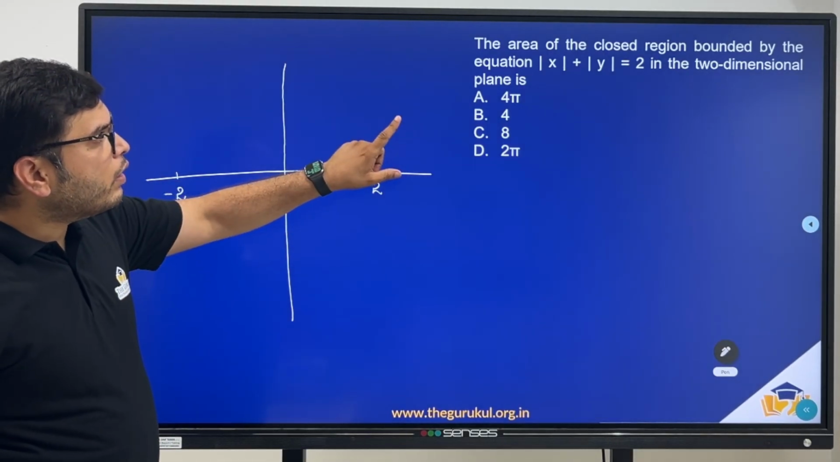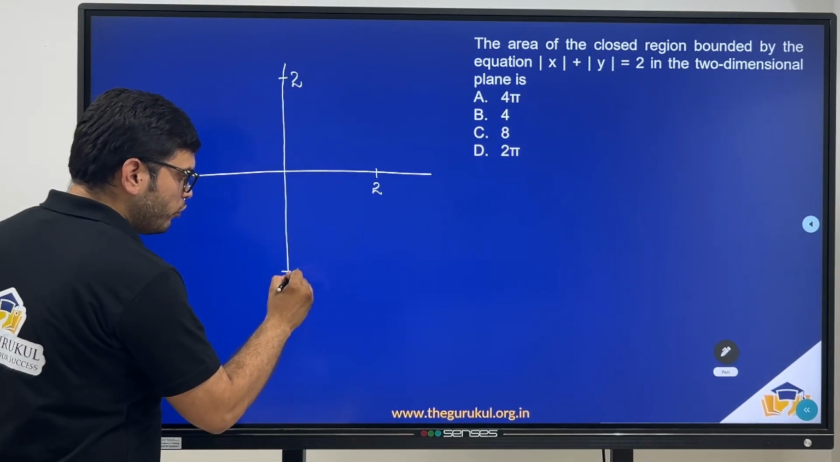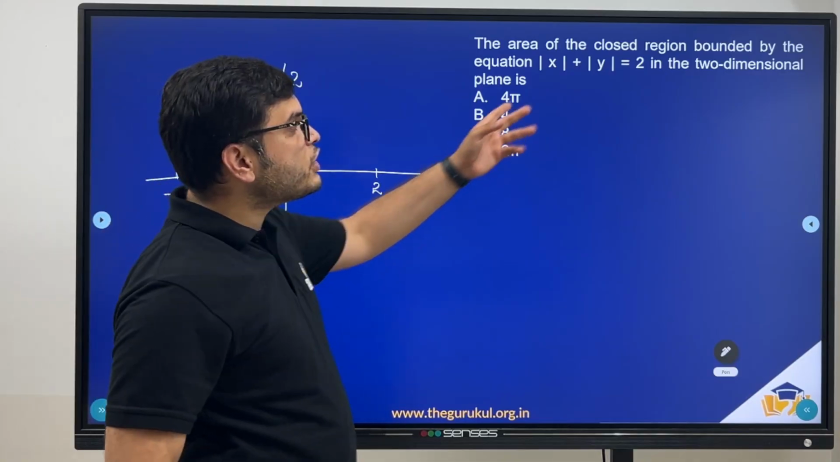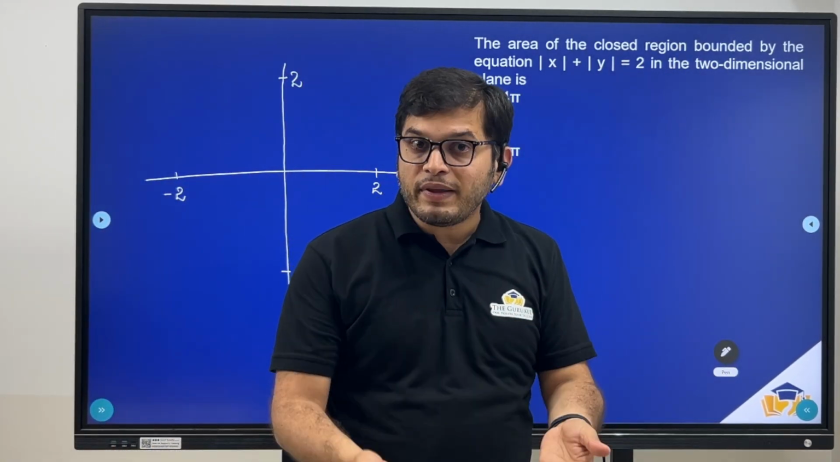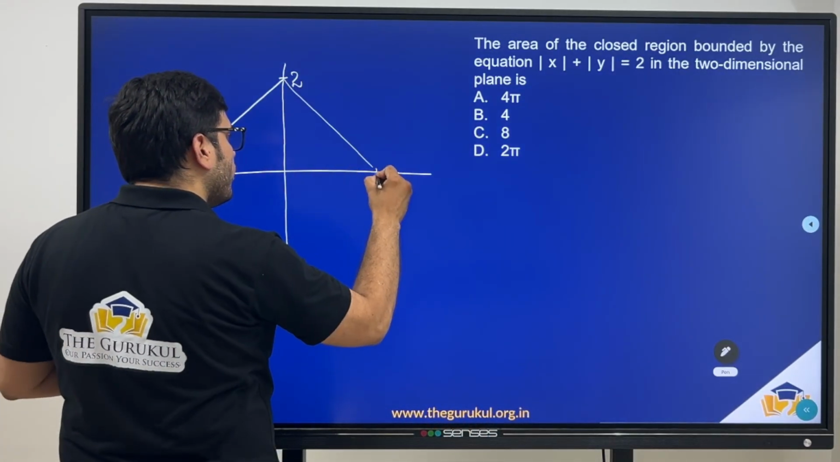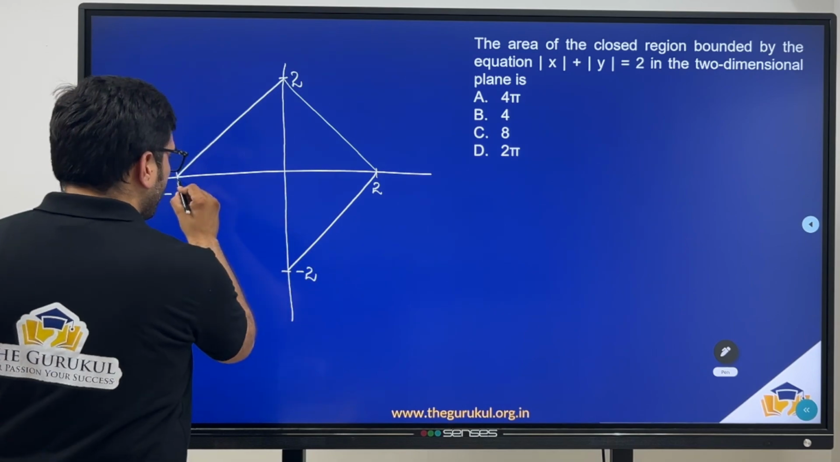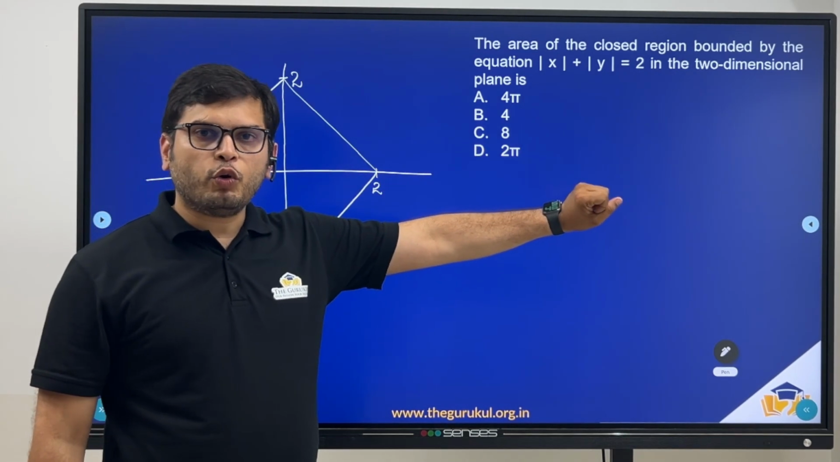And when x is equal to 0, y can be either 2 or minus 2. Right, and the highest degree of the variables in this equation is 1, so that has to be a straight line. So all you need to do is join these points using straight lines. So this is how the graph of mod x plus mod y is equal to 2 looks like.